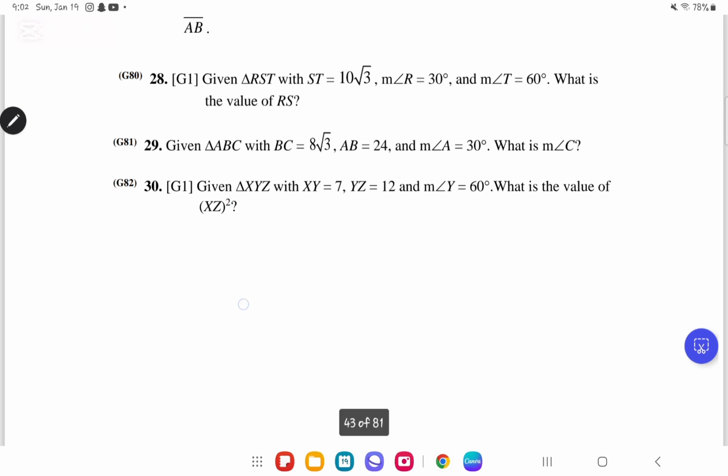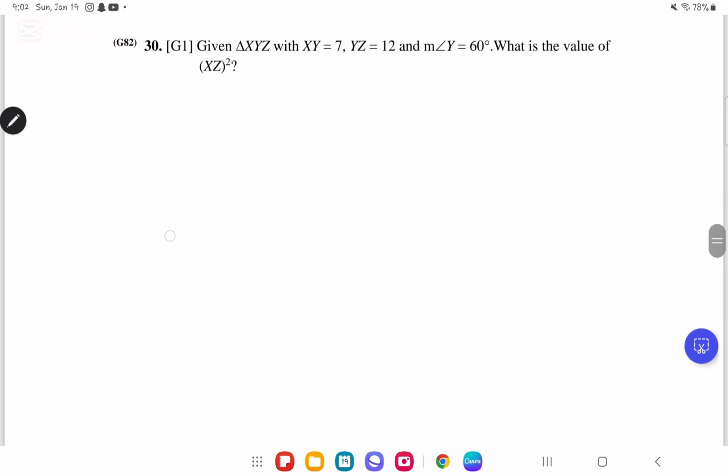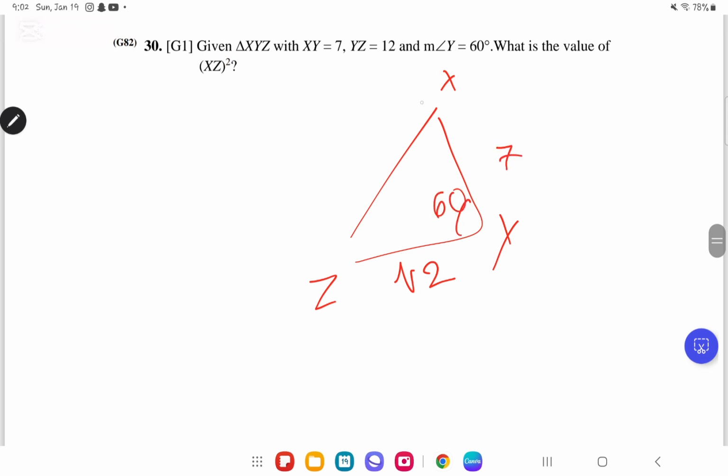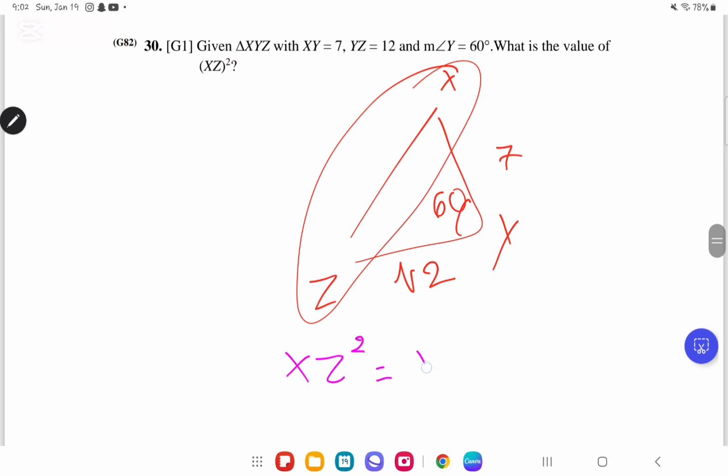Then we have grid number 30. Okay, we have to draw again. We have triangle XYZ. Okay, we have YZ is 12, XY is 7, and angle Y is 60 degrees. They need us to find the value of XZ squared, so we apply the cosine rule, which is XZ squared is equal to YX squared plus YZ squared minus 2 times YX times YZ times cosine of the angle in between them.